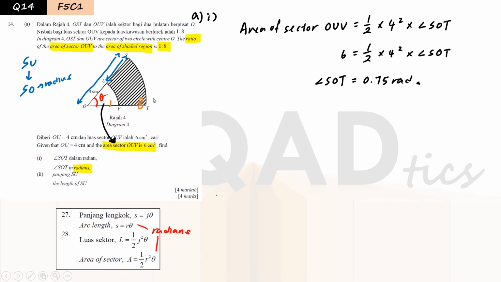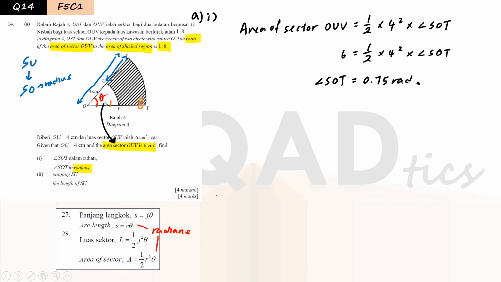But if you see in this diagram, we don't have any information that is related to arc length. So this means we cannot use the first way. But let's see if we can use the second way, area of sector. Here we also don't have the area of sector OST, but in the question, they gave us the ratio of the areas of these two regions, sector OUV and the shaded region here.